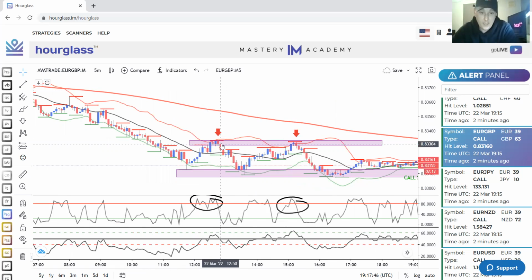So we'd wait for this red confirmation candle, which we got, and then we would enter, and that trade would have won.